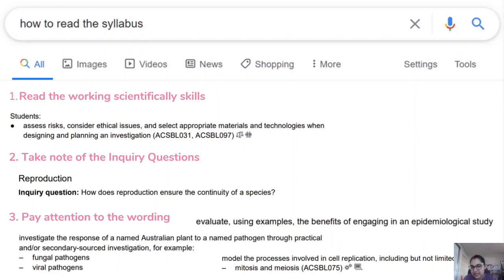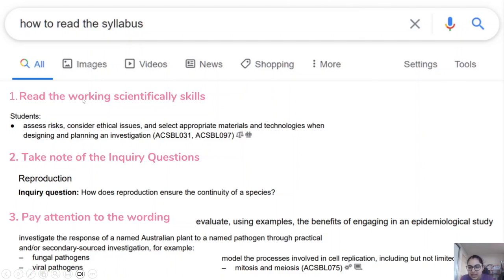Firstly, read the working scientifically skills. That's really important. There's a huge focus on scientific skills, because they know that you can memorize content. Anyone can memorize stuff if they really try, right? Anyone can memorize content and regurgitate that in questions. However, what they want to see is if you have developed these skills, if you can apply these skills. So always start off by reading these scientific skills.